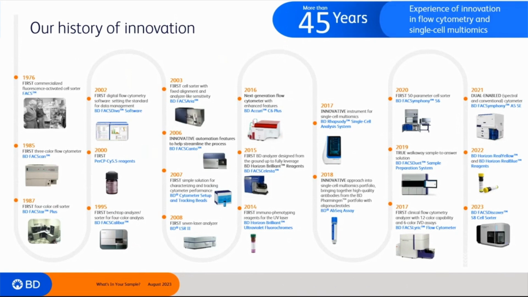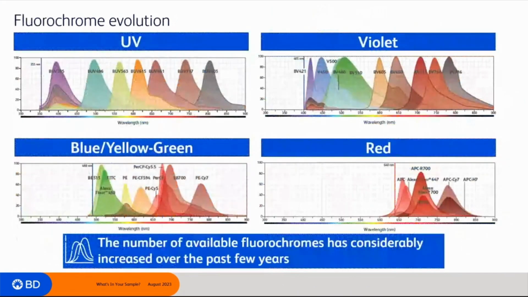But BD innovation does not stop with instruments. As instruments evolved, so has the number of fluorochromes. We have spent a lot of time studying this evolution, and the lessons we learned are the ones you will hear about in this educational series. We have a lot of choices when it comes to fluorochromes. And our toolkit to answer that basic question in flow cytometry, what's in your sample, has really expanded for doing multicolor flow cytometry.